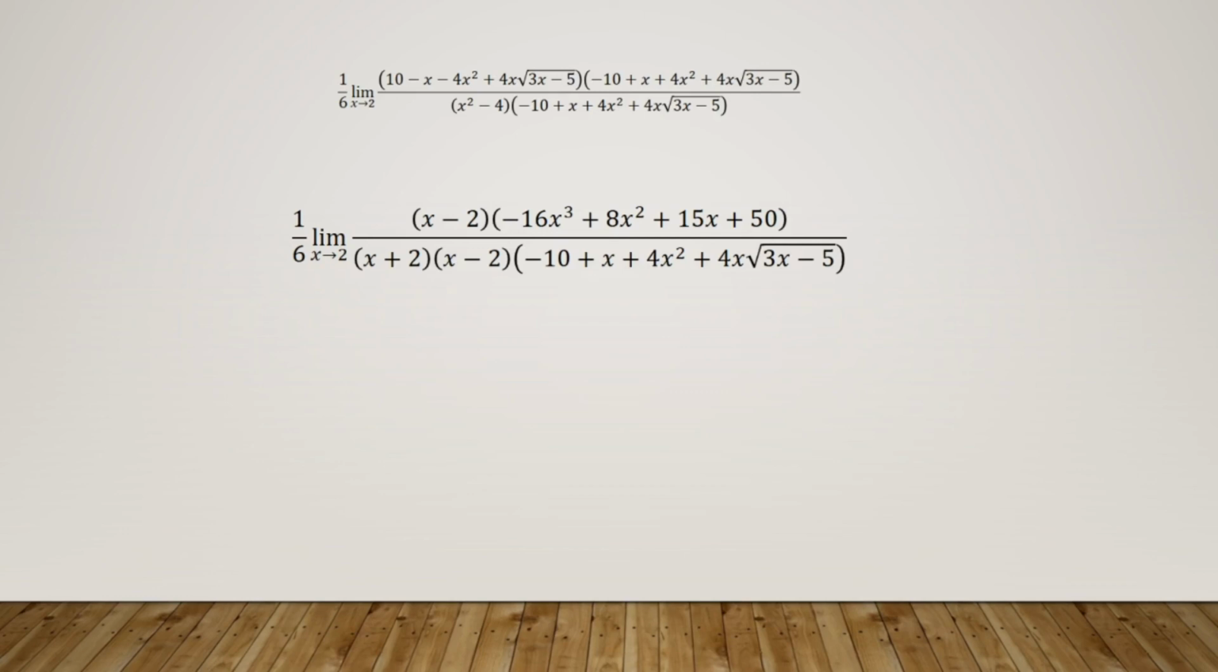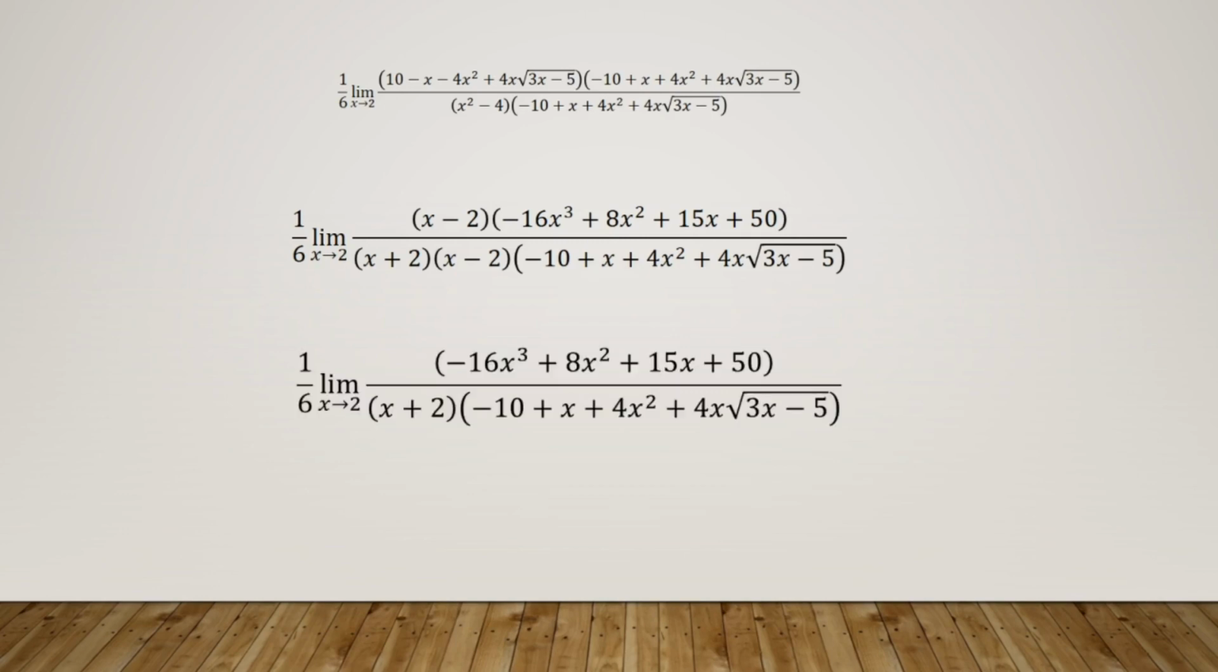Now, I can cancel out the x minus 2 factor, leaving me with a much nicer limit, because I can plug in x equals 2 now to get my final answer. So I plug in x equals 2 and get that the limit is negative 1/4, and if I multiply that by 1/6, I get negative 1 over 24. And that's my final answer.